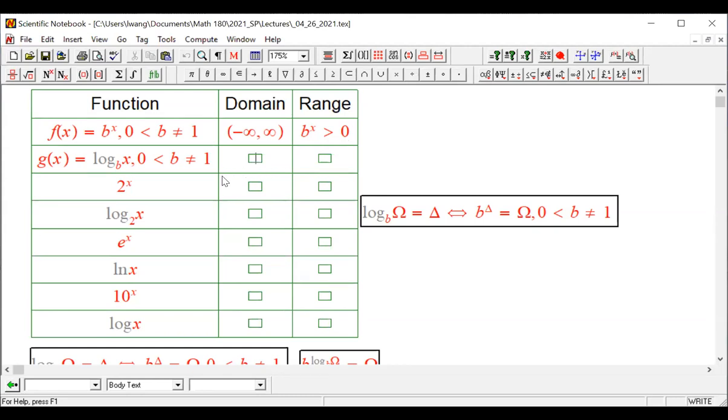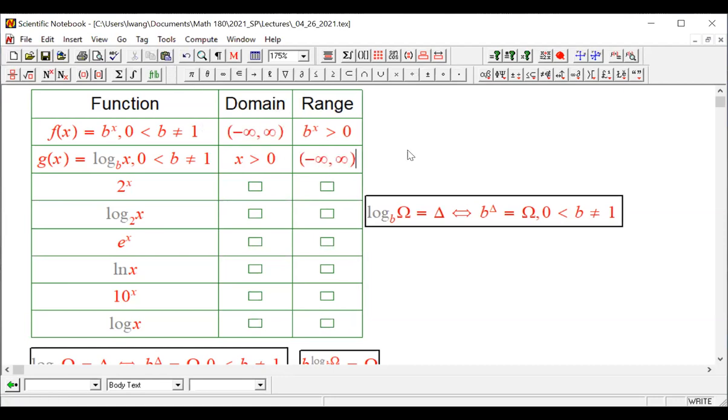Now, what is log base B of X? What is the domain? X is larger than zero. Range? All real numbers. That's it. So the domain and range are entirely determined by this relationship. You see how they are seamlessly locked.